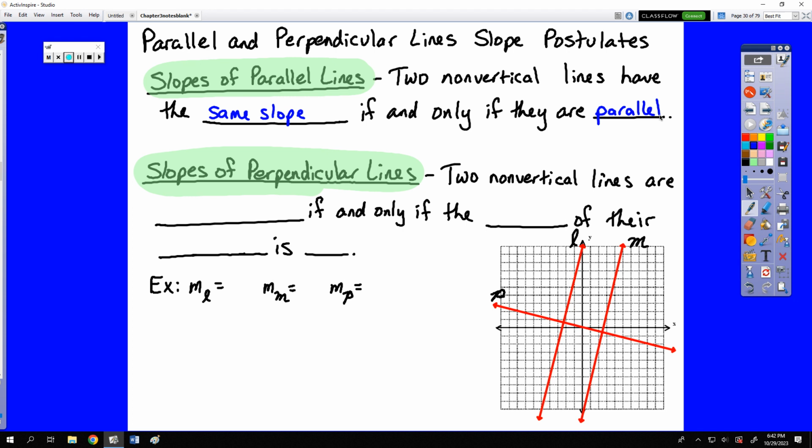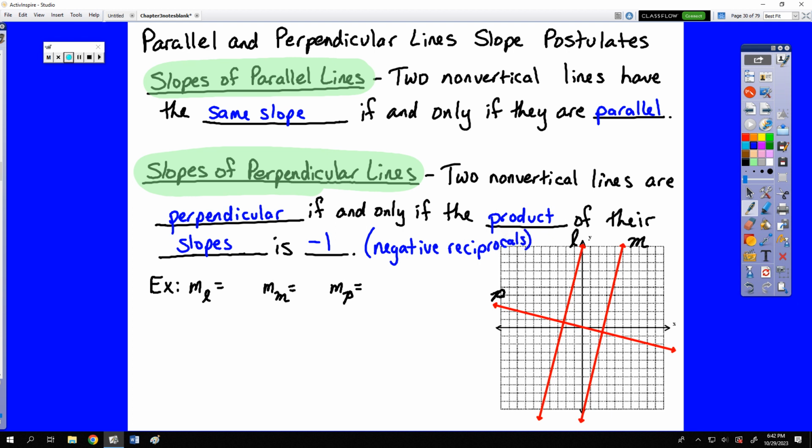For perpendicular lines, the rule is a little bit more complicated. It says that two non-vertical lines are perpendicular if and only if the product of their slopes is -1. Now, this could also be viewed as those two slopes being negative reciprocals of each other.